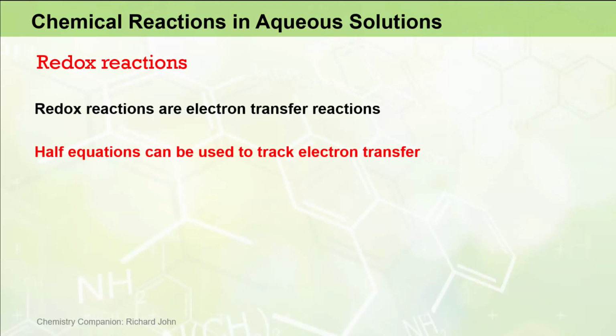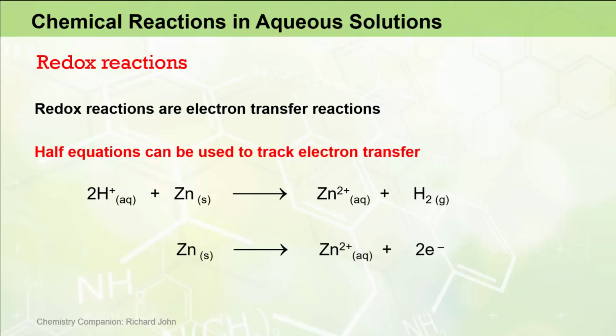So if we look at our net ionic equation, 2H plus plus Zn goes to Zn2 plus plus H2 gas, we can split this equation into two halves. For example, we can just focus on what's happening with the zinc, where we can see that the solid zinc is transformed to the aqueous zinc 2 plus ion. The only way this ionization process can occur is if the zinc atoms lose 2 electrons each. Loss of electrons is known as oxidation, and this equation is said to be the oxidation half equation.